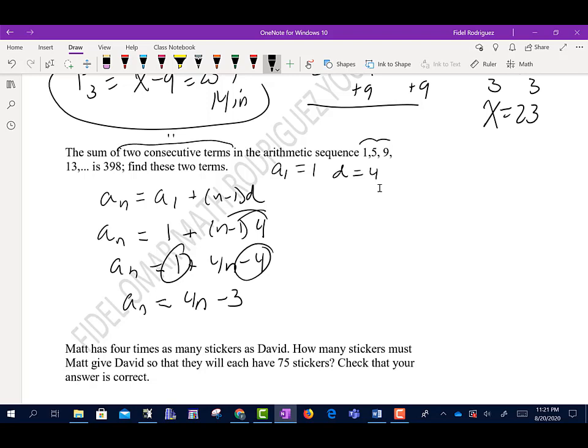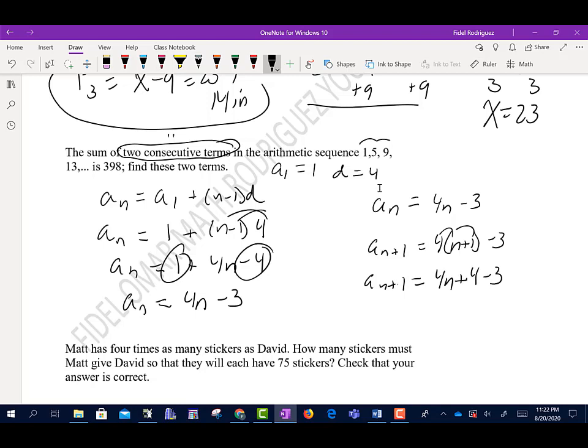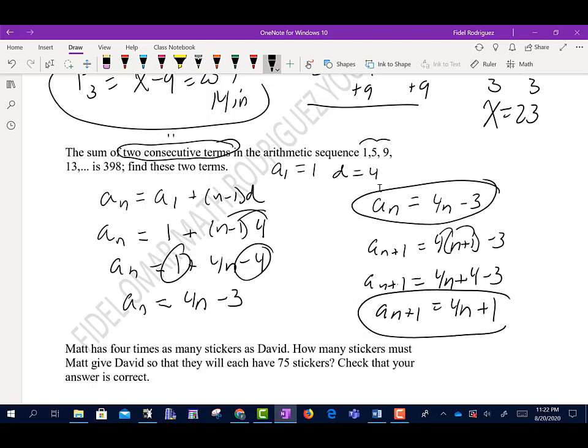Now it says we're going to take two consecutive terms. What we mean by consecutive is one term and then the next one. So what I mean by that is the nth term I know is given by 4n minus 3. The n plus 1 term would be wherever I have the n, I'm going to replace it with n plus 1, minus 3. So a_(n+1) would be 4n plus 4 minus 3. Okay? So this is one term, and this would be the next term.